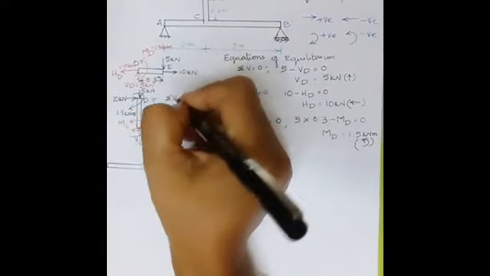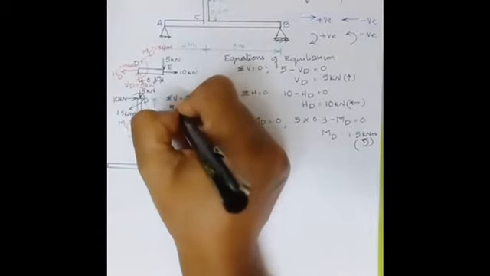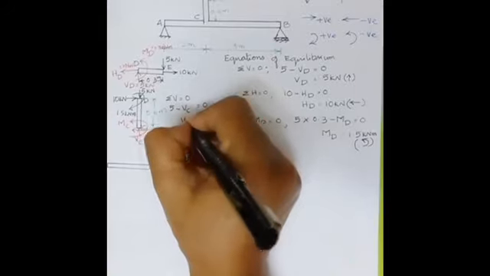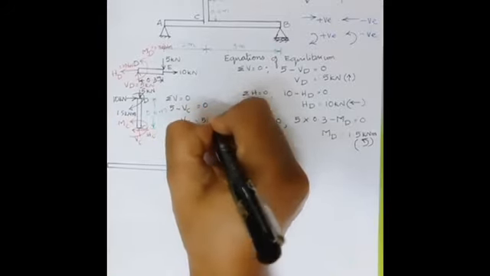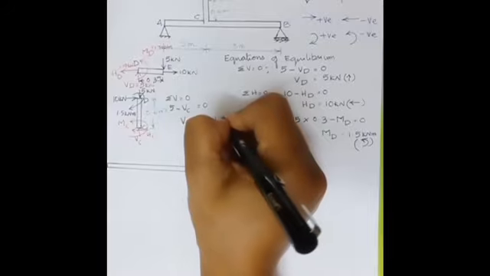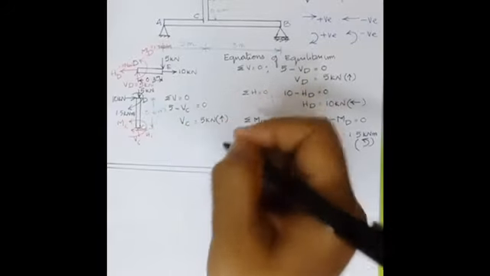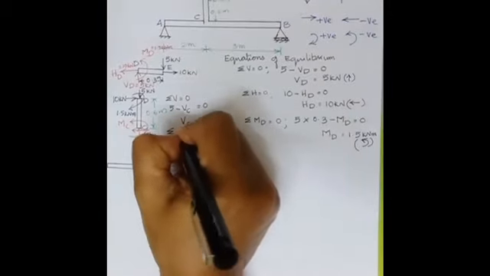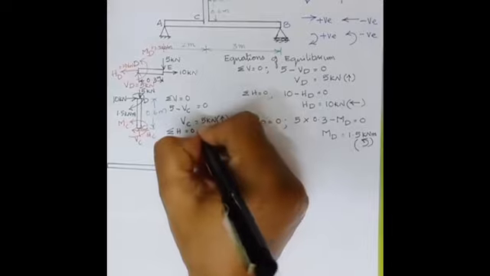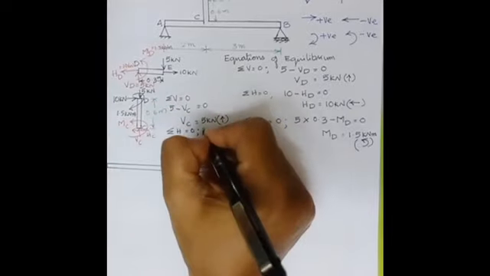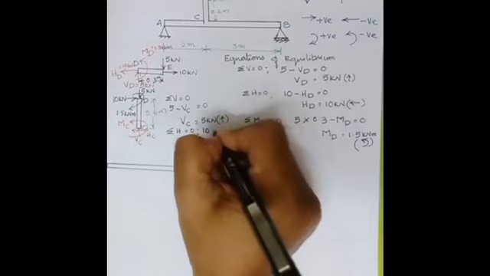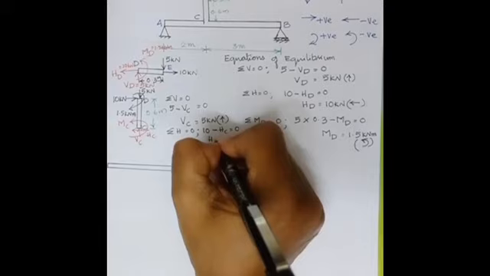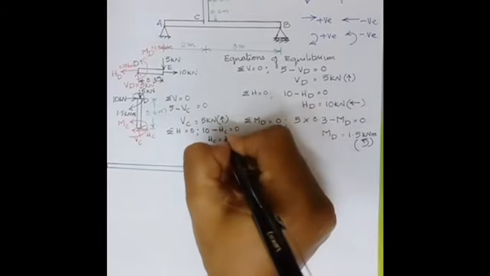Now let us write, 5 is acting downwards, so positive. VC is acting upwards, so minus VC equal to 0. So you will get VC is equal to 5 kilonewton. What we have assumed is correct, so you have got it as positive. So now you can write sigma H equal to 0. When you write sigma H equal to 0, what are the forces? Horizontal 10 is acting towards the right, HC we have assumed towards the left, so minus HC equal to 0. So we'll get HC is equal to 10 kilonewton.